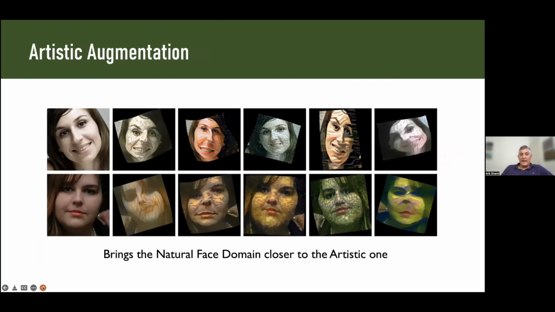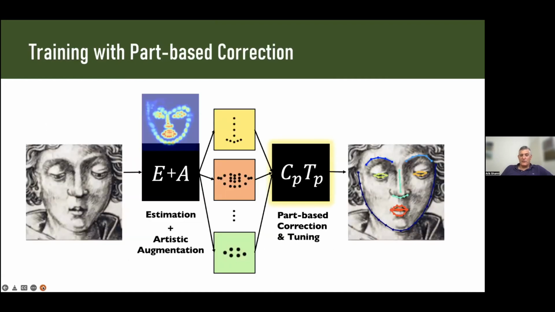What we get is something that doesn't look quite well as paintings or as art, but it does help when you use it for training neural networks. So the idea is to use this augmented data set and train a facial landmark neural network that, first of all, estimates the position of each of the different landmarks, and then refines it based on these positions to find the actual landmark on artistic images.